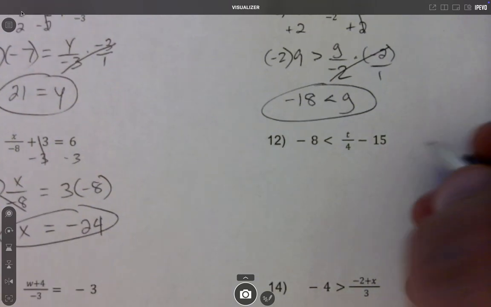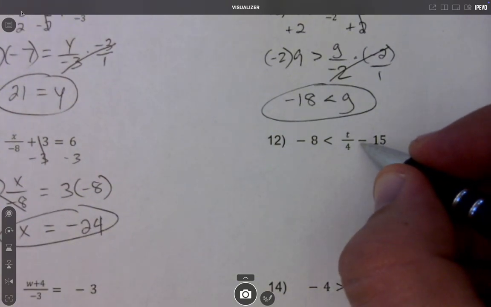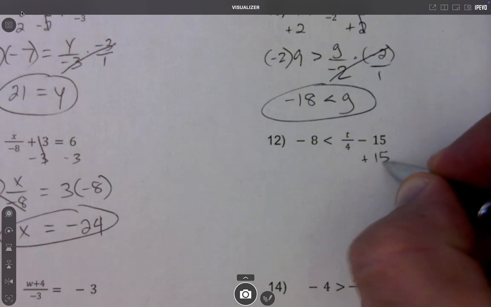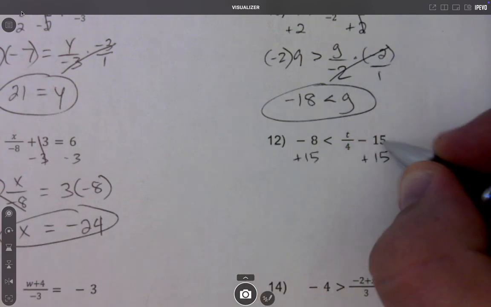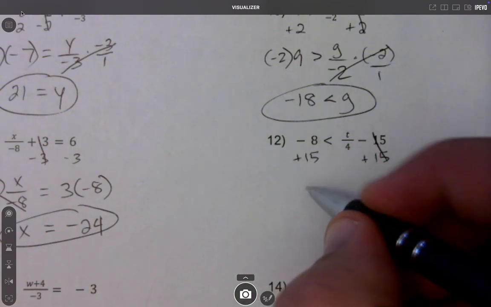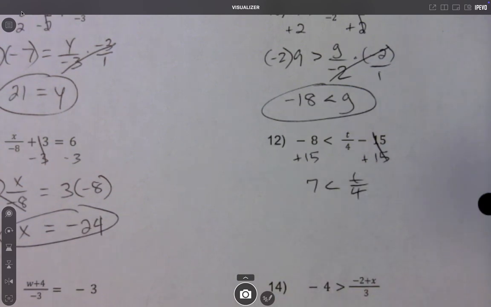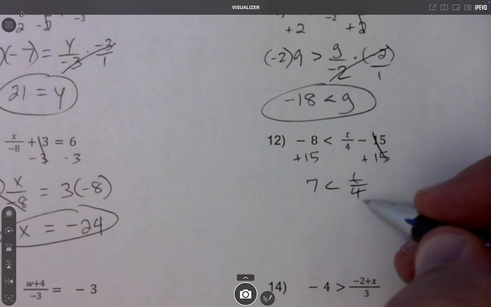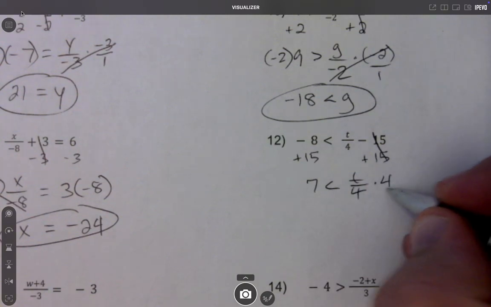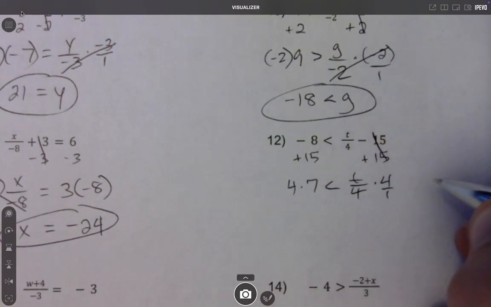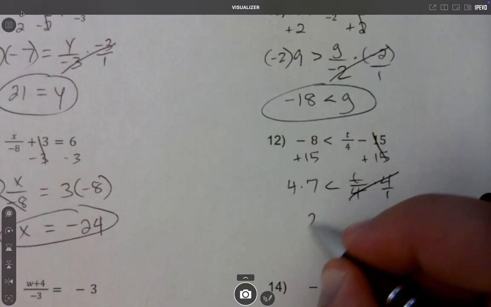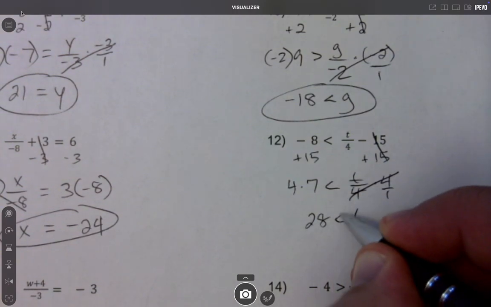Number 12, we've got to get rid of the 15 first. It's minus 15, so we do the opposite and we add 15. Negative 8 plus 15 is positive 7. t is being divided by 4, so we multiply both sides by 4. The 4's cancel. We get 28 is less than t.